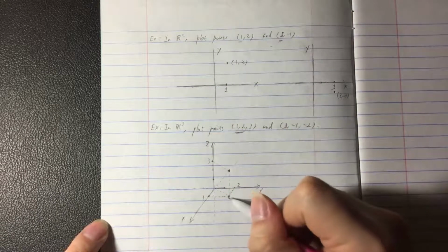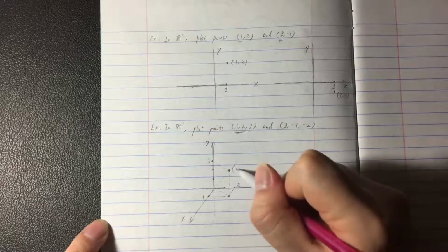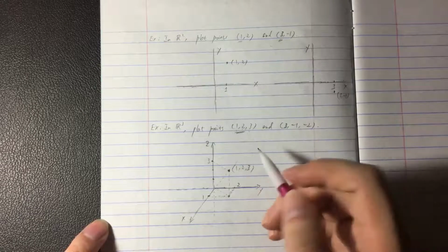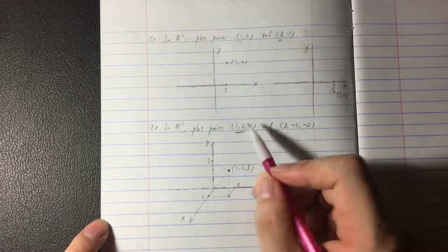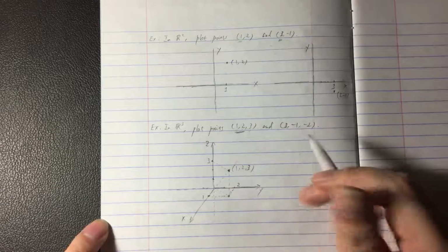Start from this point, move up by 3 units. That's the point 1, 2, 3 in R3. So we first of all plot point 1, 2 in the xy plane. When the z coordinate is 3, move this point up by 3 units. That's the point 1, 2, 3.